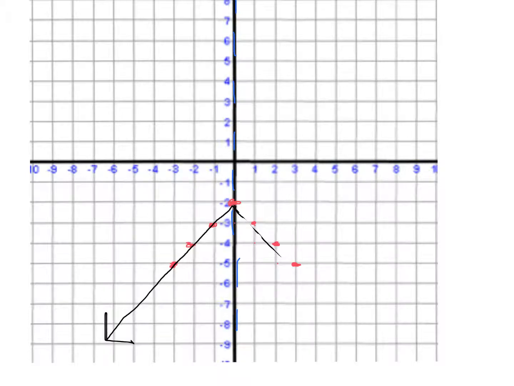And then we go this way. I missed a little bit, but that's okay. And there's your graph. So, that's pretty much it.